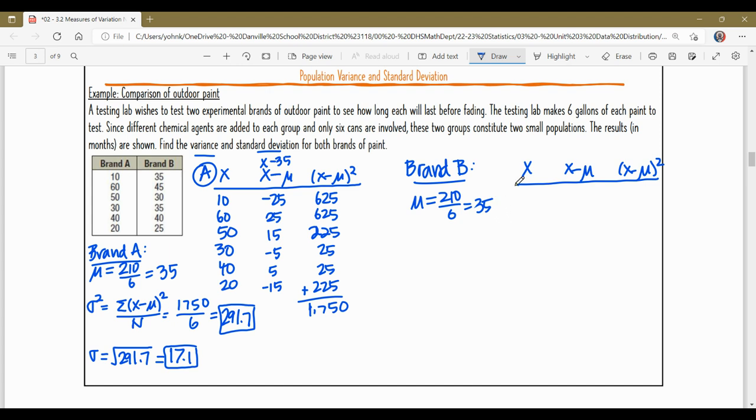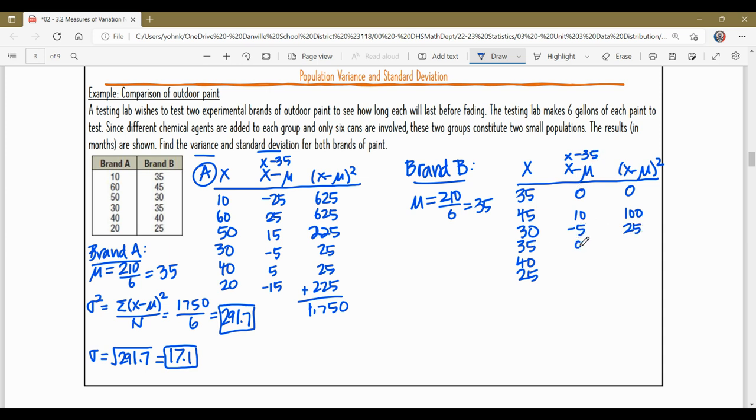My x values, I'm going to relist: 35, 45, 30, 35, 40, and 25. So I'm going to take and do x minus 35 since that's my mean. So I get 0 and I square it to get 0. 45 minus 35 is 10. Square it to get 100. 30 minus 35 is negative 5. Square it to get 25.